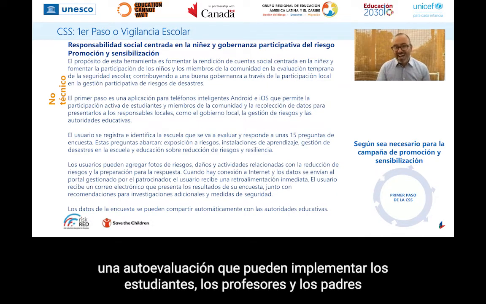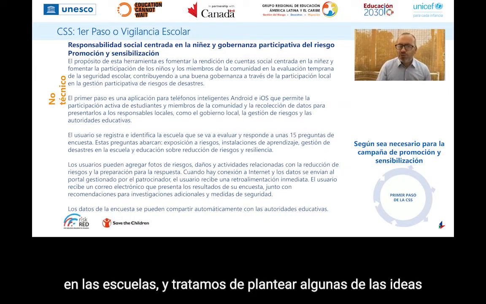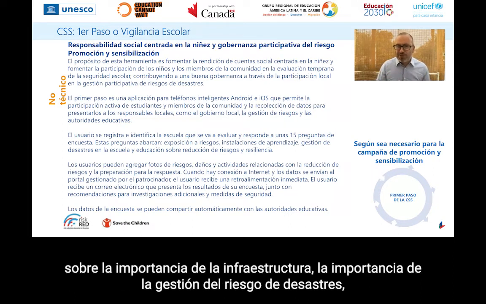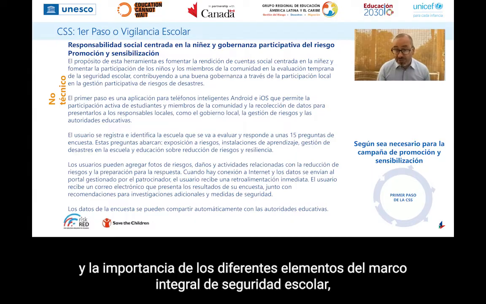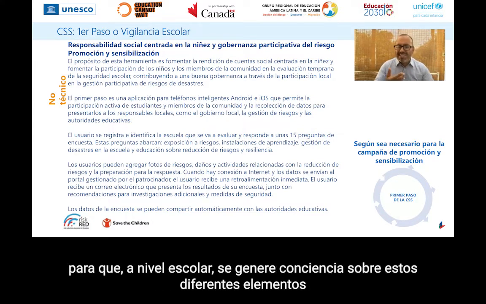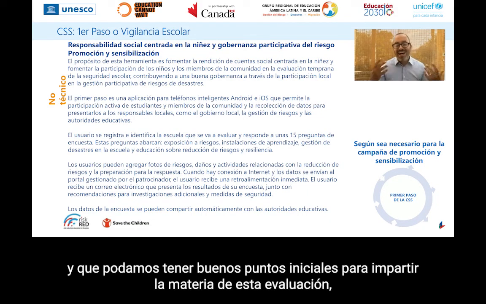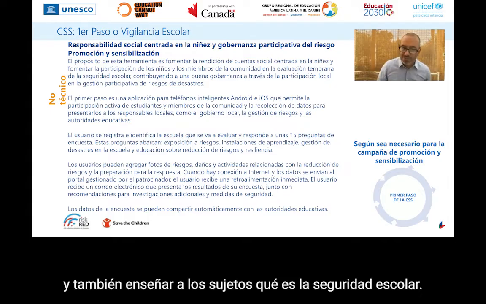So it's a kind of self-assessment that can be implemented by students, by teachers, by parents in the schools, and that allows us to raise ideas about the importance of infrastructure, the importance of disaster risk management, the importance of education, the importance of policy, and the different elements of the comprehensive school safety framework, so that at the school level you raise awareness about these different elements, and you can have a good initial point to bring the subject of the assessment, but also to bring the subject of what school safety is.